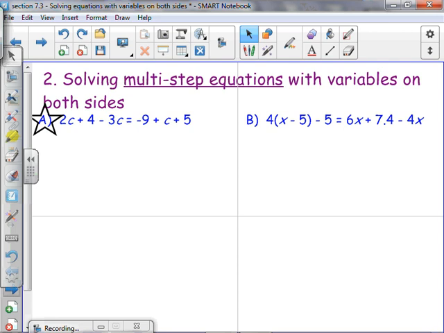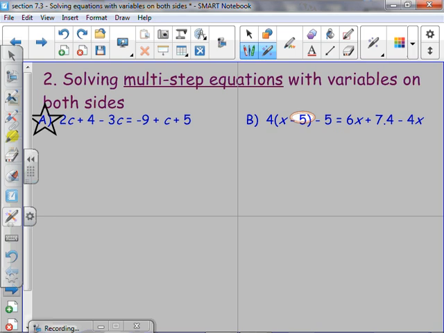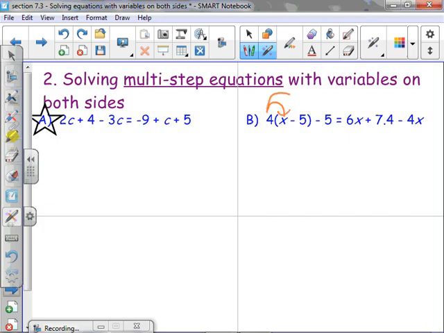Now, number 2, solving multi-step equations with variables on both sides. Okay, so things get a little bit more complicated. As you can see, we have the distributive property over here. Anytime you have a number times something in parentheses, it tells me, let's do the distributive property, where you have 4 times x and 4 times negative 5. Okay, and then we have some other stuff here. In A, we have combining like terms before we see that we have variables on both sides.